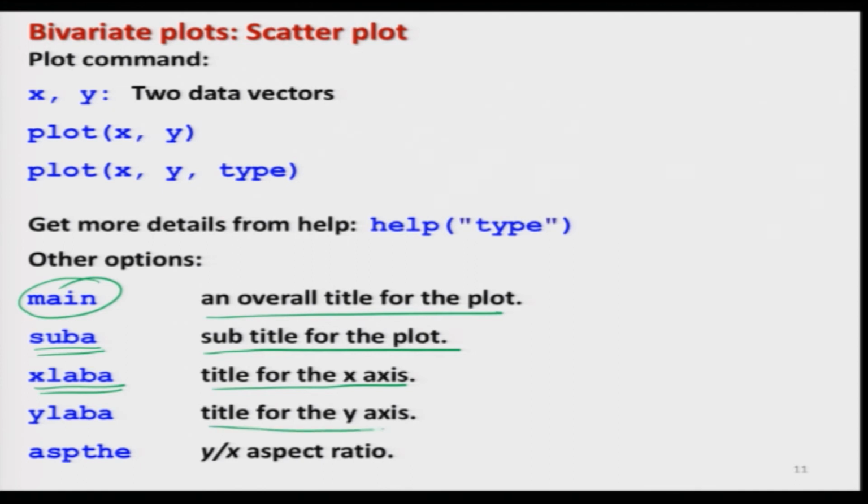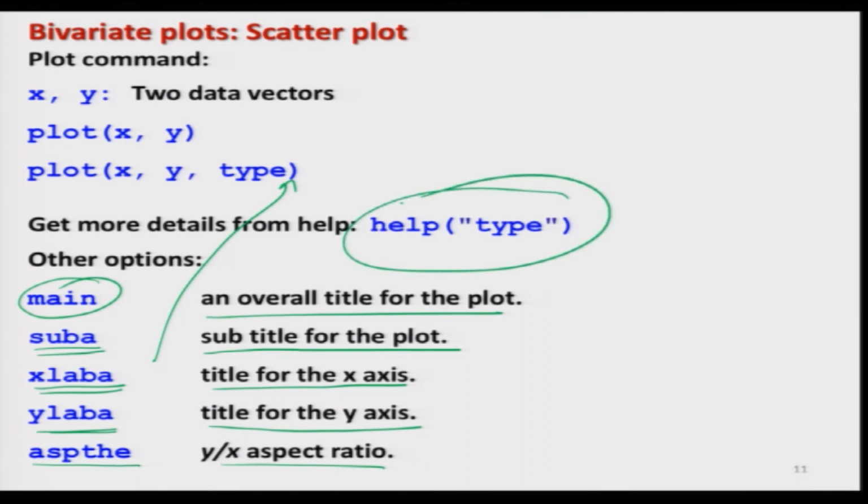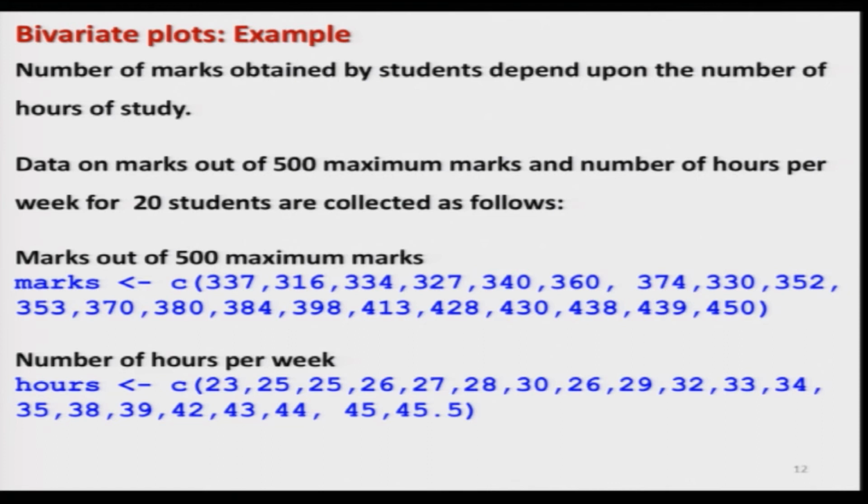And if you want a title on the y axis, you give the command ylab. If you want to control the aspect ratio, you give the command asp, for aspect. You give all these things inside the parentheses, separated by commas. Just write down these names and then give the option. Similarly, you can also change the color by using the command col, etc. But once again, I request you to look into the help, try help plot or help type. That will give you more information.